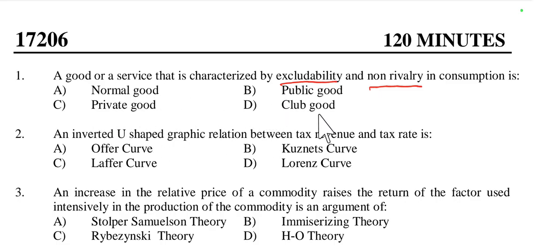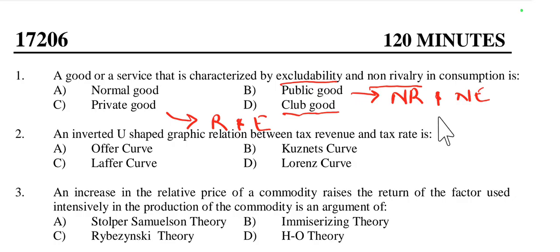From public, private and club good, we know that the characteristics of public good are non-rival and non-excludable. Both are characteristics of public good, and the private good characteristics are rival and excludable. But in club good we find the mixture of excludability and non-rival. So here club good is the right option. In club good we find excludability. Excludability means that people can be prevented from accessing it, but it is non-rival.